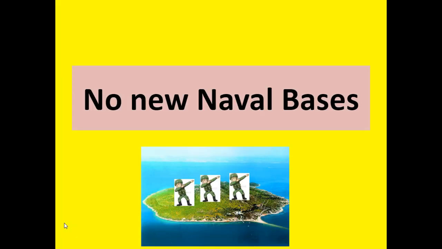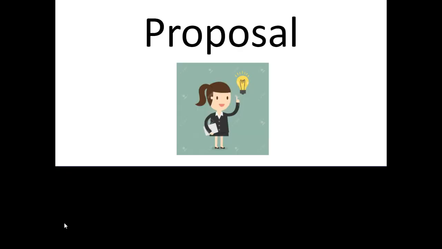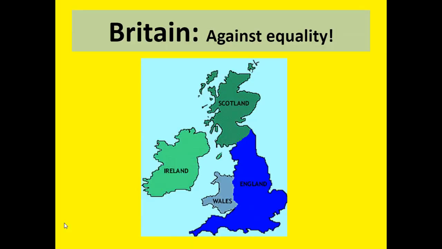Number three, no more naval bases. Keep what you have. You can't try to conquer anything else to grow and be more powerful. One more agreement of the Washington Naval Conference. It had to do with the total number of ships. We talked a lot about the size of new ships, but now the total number, the quantity, not quality. The proposal was that Japan, Britain, and the US all have an equal number of ships. Keep our navies the exact same.